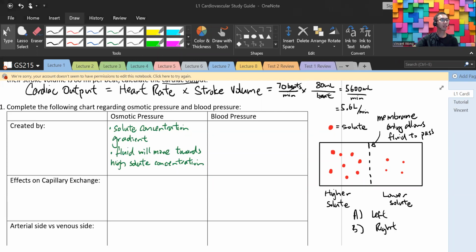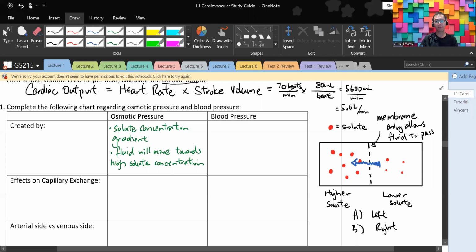Okay, so 2/3 of you said to the left and 1/3 of you said to the right. And the correct answer is it will go to the left, because fluid will move towards the higher solute concentration, right?